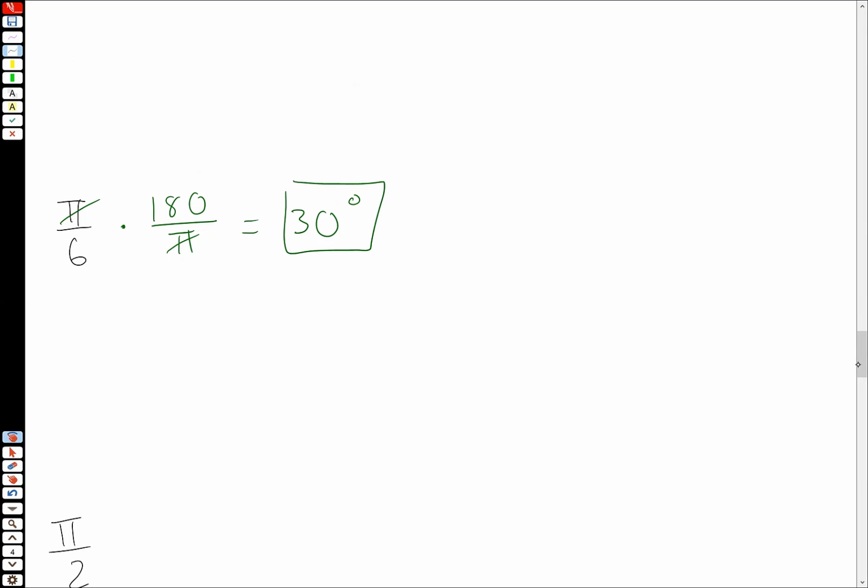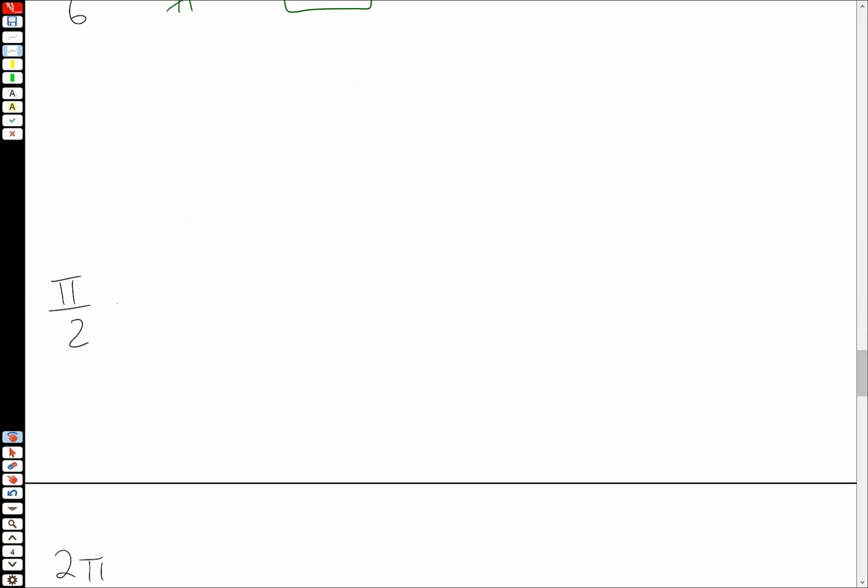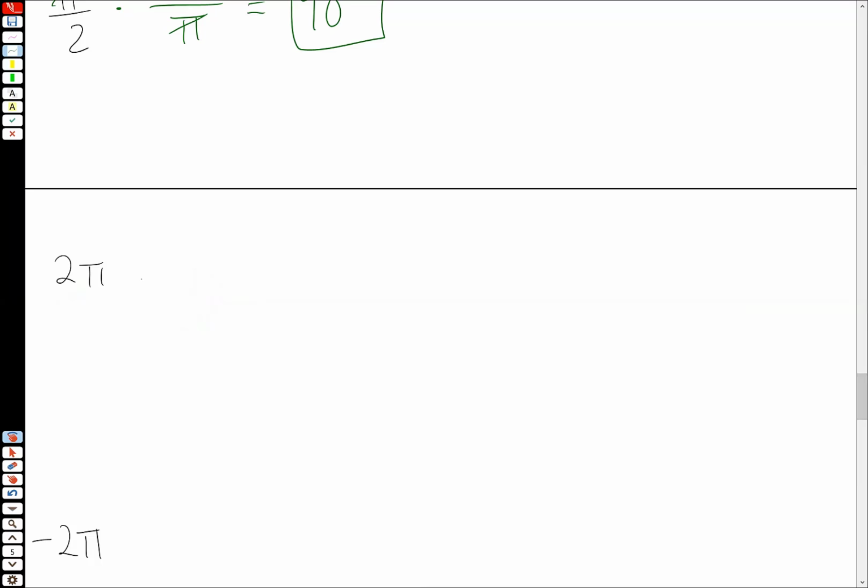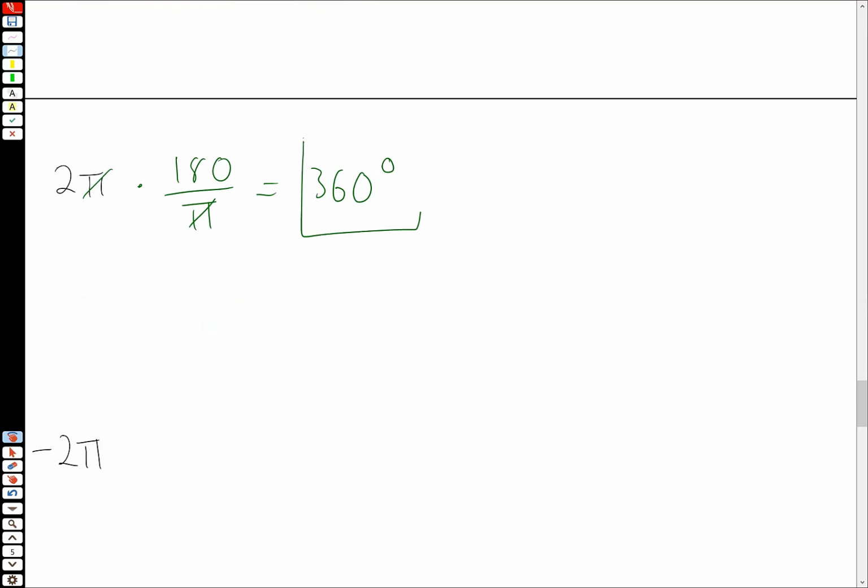All right, so pi over 2. Again, let's say we wanted to convert this to degrees. I'm going to multiply by 180 over pi. Again, the pi's cancel out. 2 goes into 180 90 times. So pi over 2 is 90 degrees. And then lastly, 2 pi. Again, we're going to do the same thing. Multiply by 180 over pi. The pi's cancel out, and now we have 2 times 180, which is 360. So 2 pi is 360 degrees.